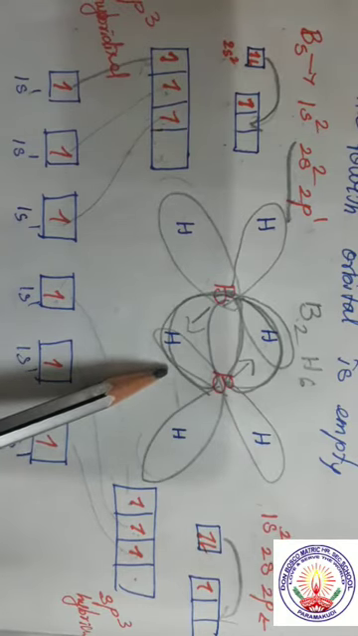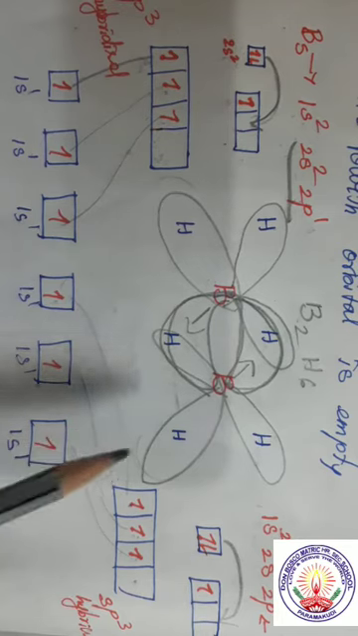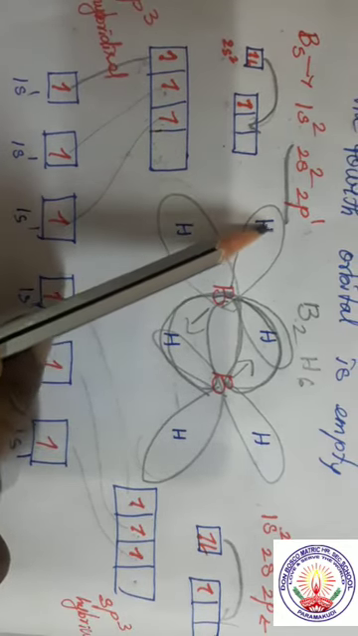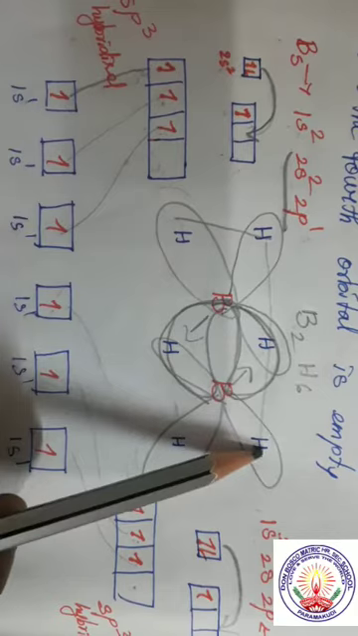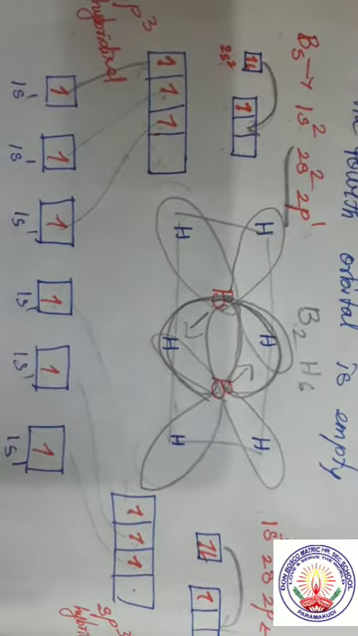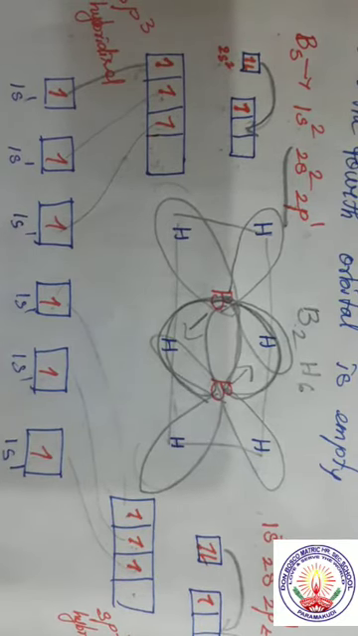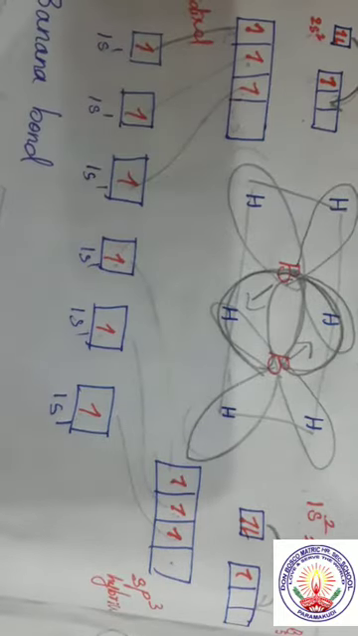The seventh point is, all the bridged atoms are lying in the same plane. So that's all about the structure of diborane. Next we shall see the preparation.